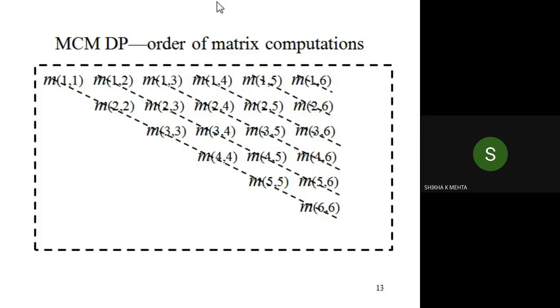So here you can say the first diagonal values are used in the second one, the second diagonal values in the third one, then in the fourth. This is how we are moving from the bottom to the top. This is the way to perform the matrix computations in dynamic programming and matrix chain multiplication.